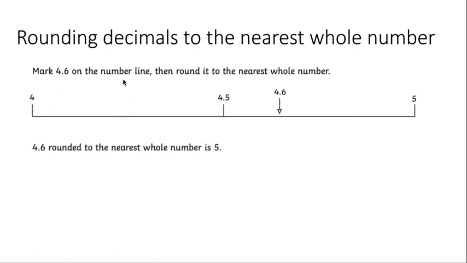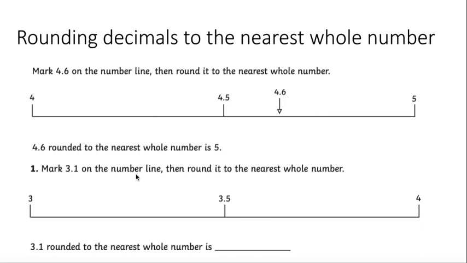So mark 4.6 on the number line. It's been done for us there, it's 4.6. And you can see that it's closer to 5 than it is to 4. So 4.6 rounded to the nearest whole number is 5. Here's another example for us to have a go at. Mark 3.1 on the number line, then round it to the nearest whole number.